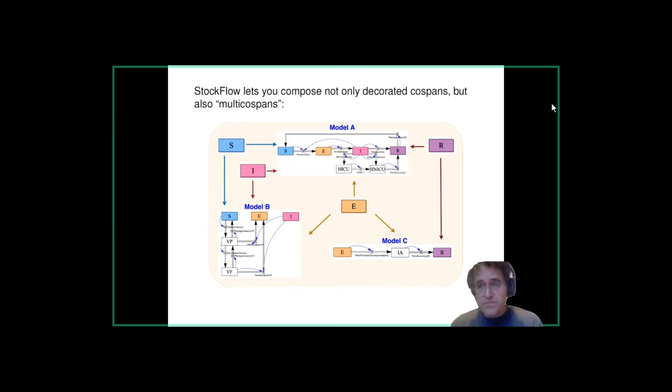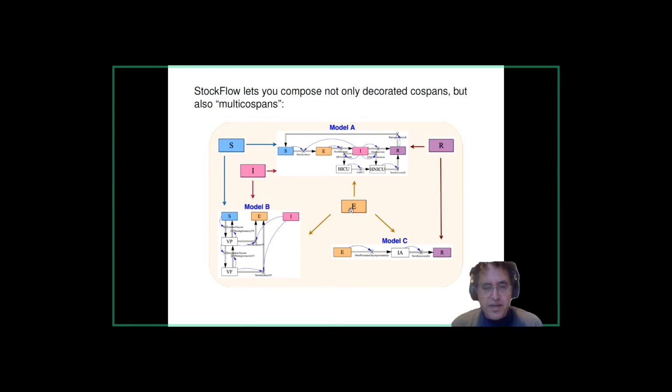It lets you do a lot of other things. For example, it lets you not only compose decorated cospans, but also what you call multi-cospans. Here we have three different stock flow diagrams, but in the open stock flow diagrams that I illustrated before, I had functions from two different finite sets into them, but here we allow functions from multiple finite sets into them. So we have more flexible patterns of gluing together these stock flow diagrams to form larger ones.